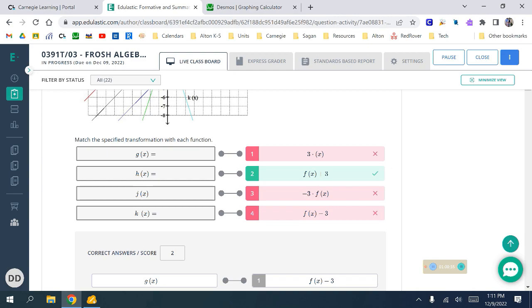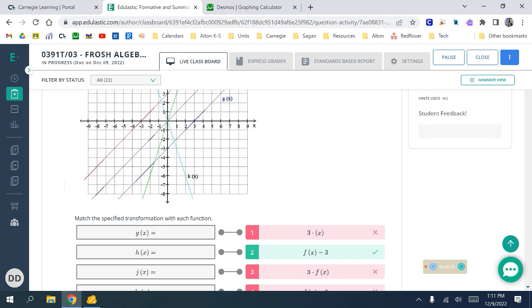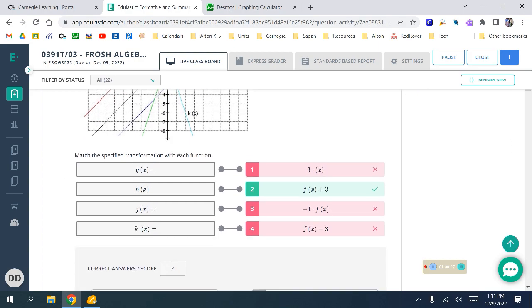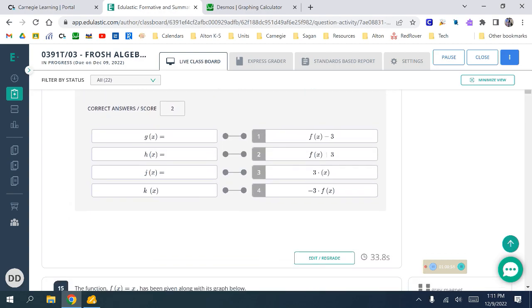That +3 was going right here. And then that -3 should have gone to what? G of x. See what you had off of that one. And then the only thing that remained was that 3 of x. That 3 of x, okay, that's a typo. That 3 of x should have been with j of x.